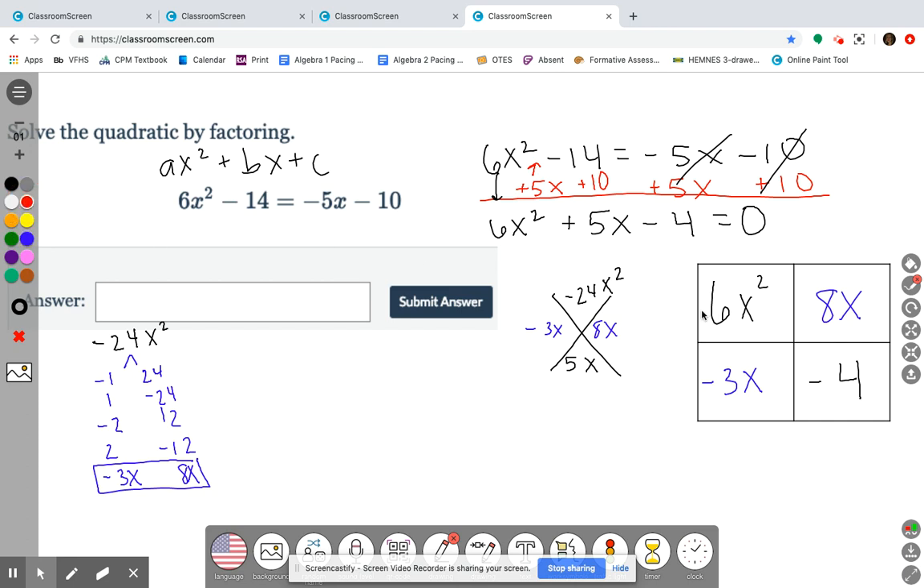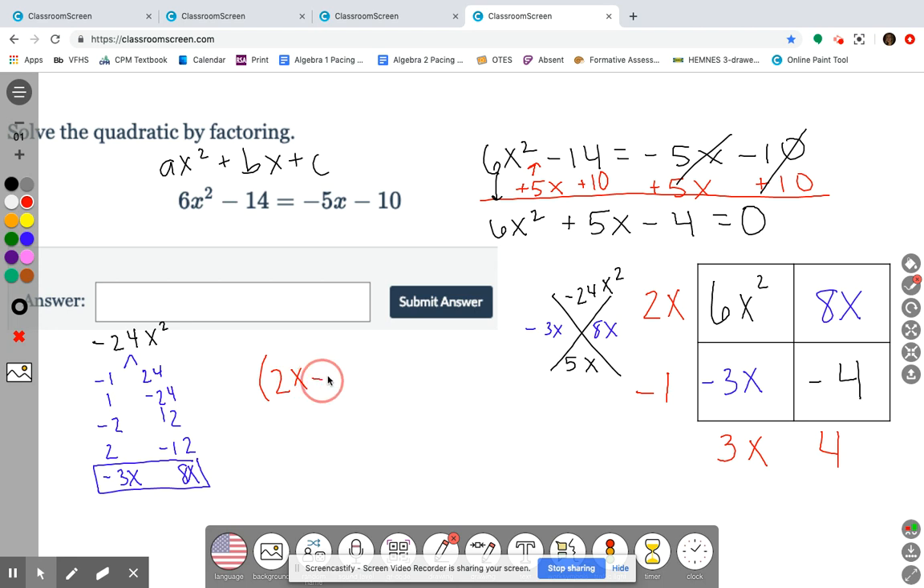I'm going to find what my rows and columns have in common. 6 and 8 are both divisible by 2. They both have an x on them. These are both negative. 3 and 4 don't have anything that they're divisible by. One has an x, one does not, so we can only do -1. This column, 6 and -3, are both divisible by 3. They both have an x. This column, 8 and -4, are both divisible by 4. They both do not have an x, so I can't include that.